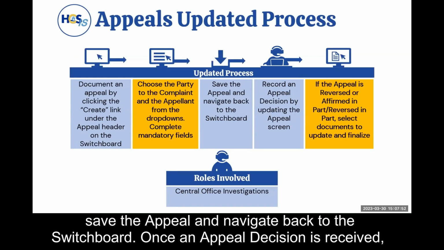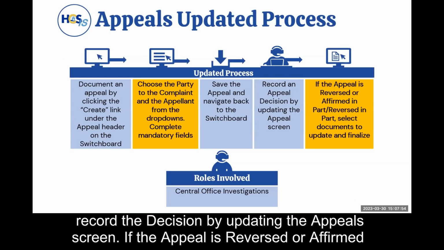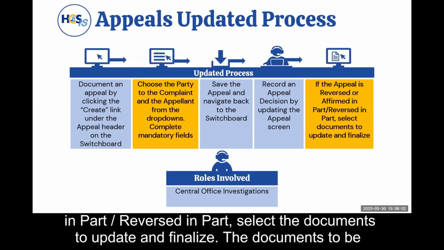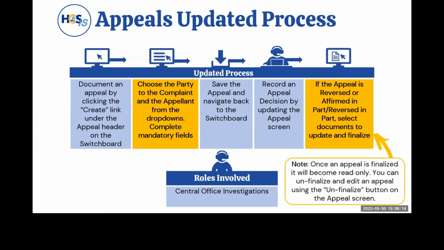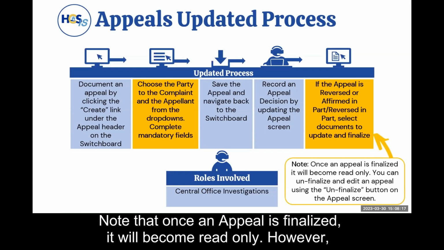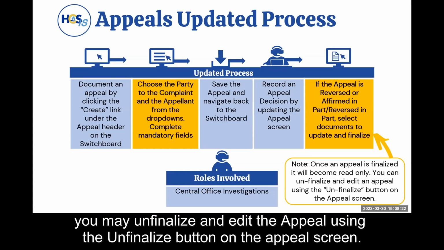Once an appeal decision is received, record the decision by updating the appeal screen. If the appeal is reversed or affirmed in part/reversed in part, select the documents to update and finalize. The documents to be updated will then reopen on the switchboard for you to update per the appeal decision. Note that once an appeal is finalized, it will become read-only. However, you may unfinalize and edit the appeal using the Unfinalized button on the appeal screen.